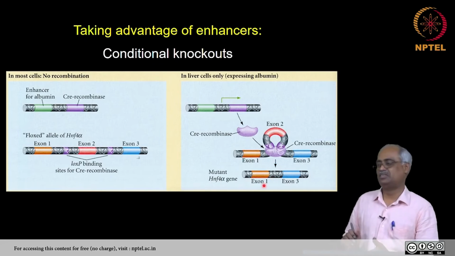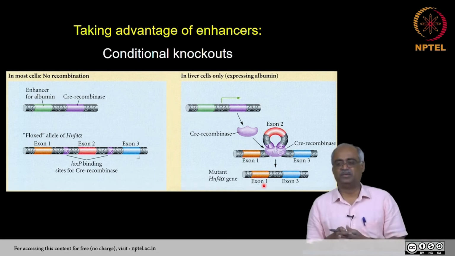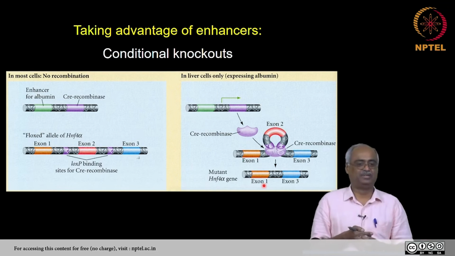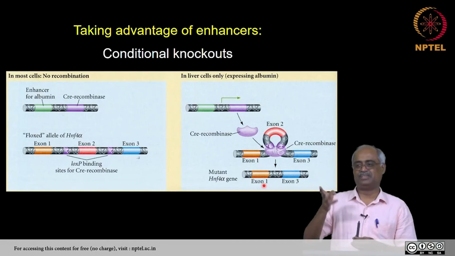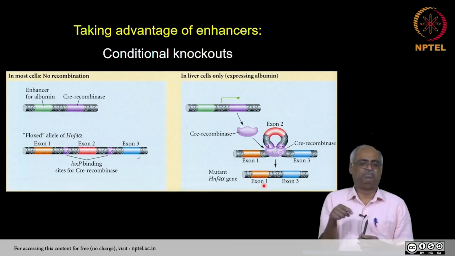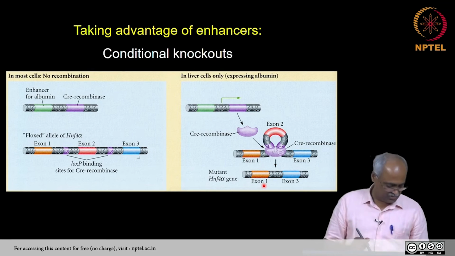So, this is conditional knockout. This is how people use enhancers, applications of enhancer, one of them. Now in a journal club or in a seminar, if someone says conditional knockout and I floxed this gene, you immediately understand what it is, right. So, it is very important to know this.